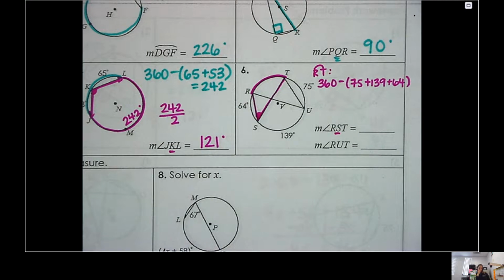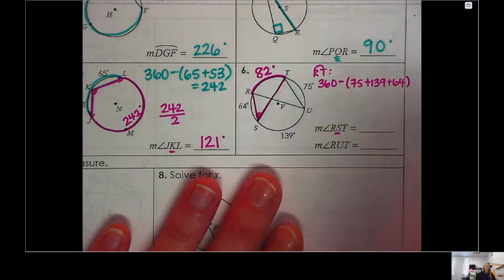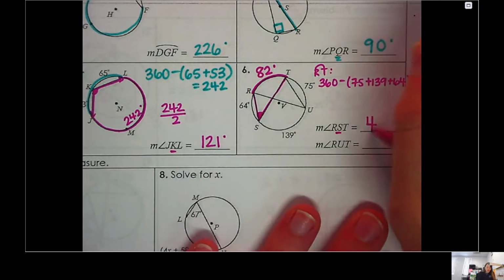I don't know what that is. So someone give it to me. Oh, 82. Thank you. Okay, so this arc is 82 degrees. What does that mean angle S is? What do I have to do? Divide it by 2. Good. So angle S is 41 degrees.